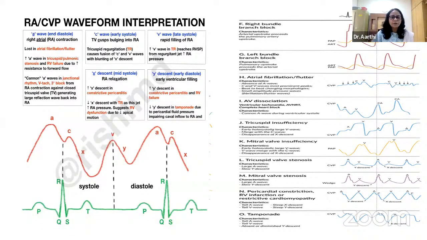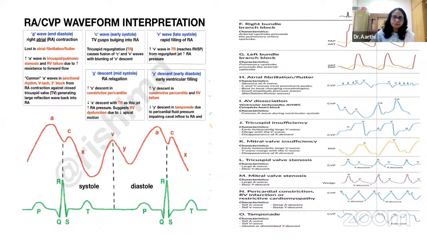during the ventricular contraction, and tricuspid regurgitation causes fusion of C and V waves, causing blunting of the X descent. The V wave is secondary to the rapid filling of the right atrium, and in tricuspid regurgitation, the V wave is prominent.